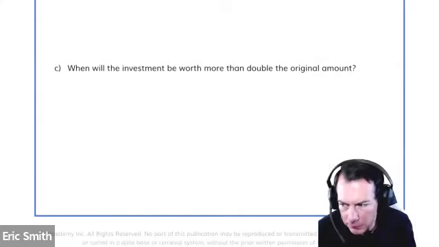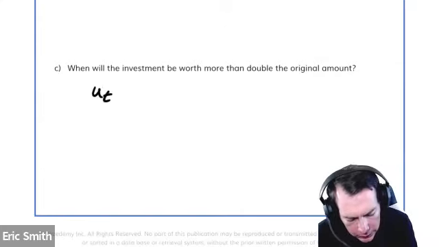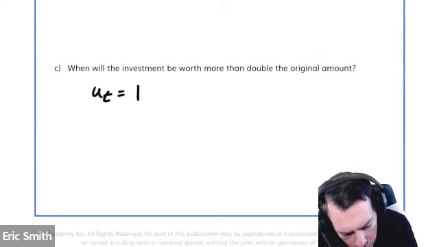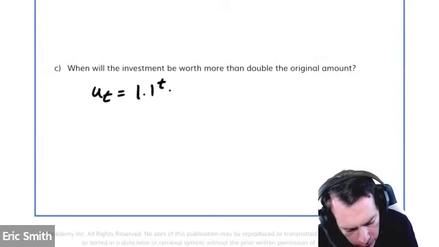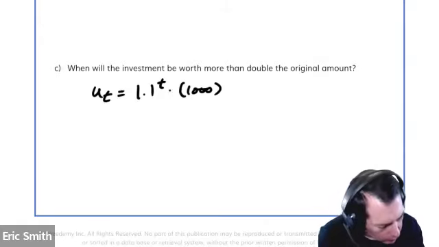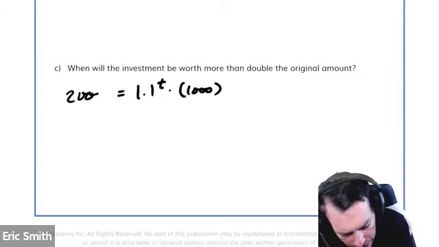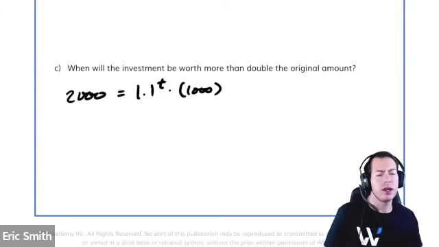So in the explicit form, we know that, what is it? u of t is going to equal 1.1 to the t, and we're starting off with $1,000. So I want to know when this thing is going to be more than double. So if I just solve this when it will be exactly doubled, I know that the time will be some point beyond whatever time we solve.